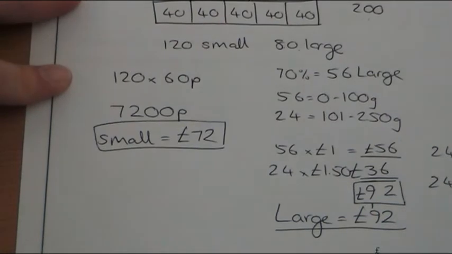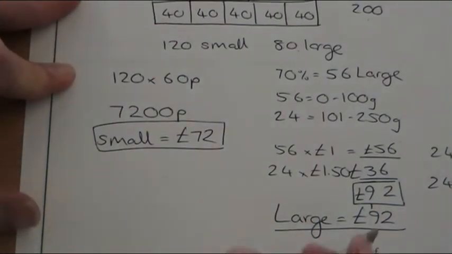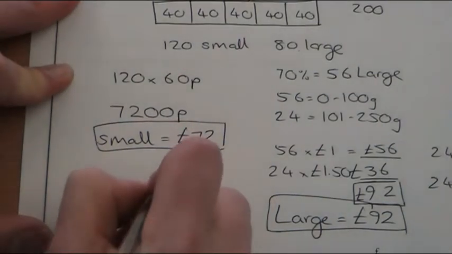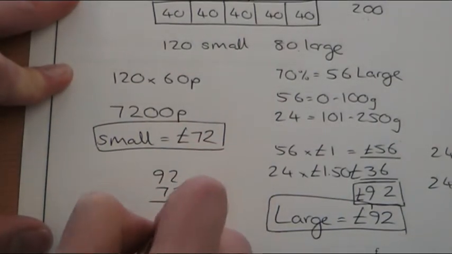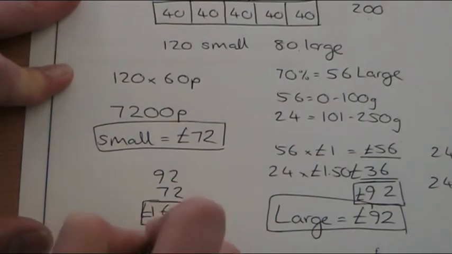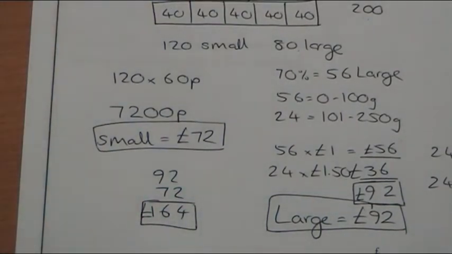Now work out the total for the 200. So obviously it's this one plus that one. So 92 plus 72 is 164 pounds. And there we have it. It's a lot of information to take in. Ratios, percentages, multiplication. It's a tough question.